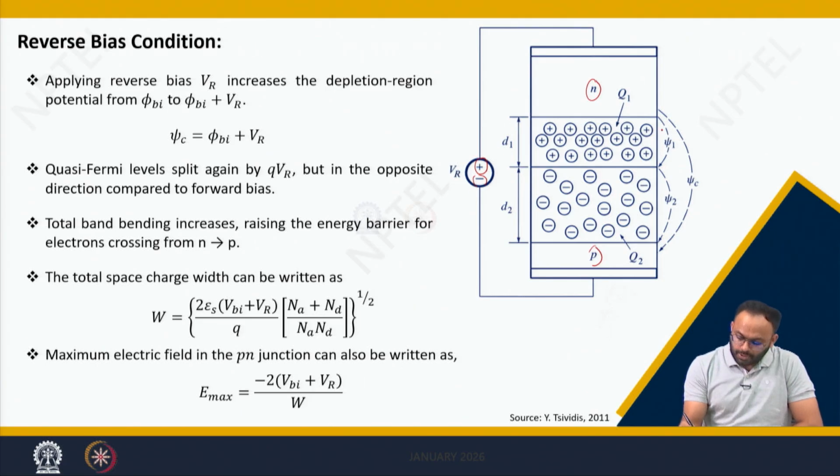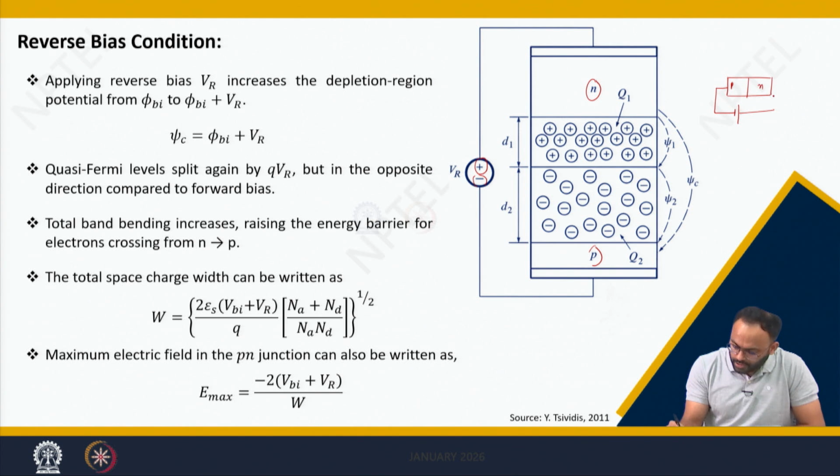The expansion of the depletion region will be more. Why? Because let us consider you have a P and N, and the moment you connect a negative here and positive here, which is nothing but a reverse voltage, this negative terminal attracts all the holes on this side. Similarly, this positive terminal attracts all the electrons on this side. So no carriers are crossing the depletion region.